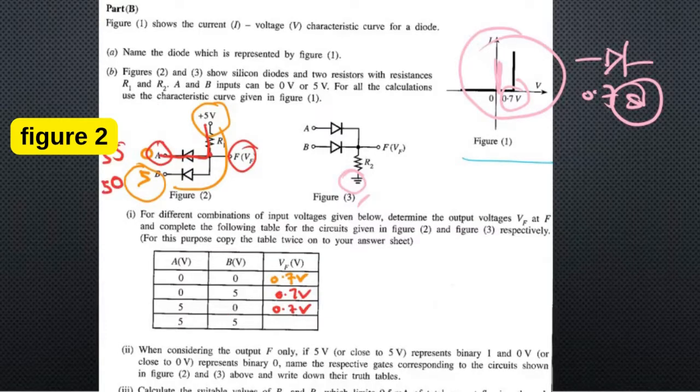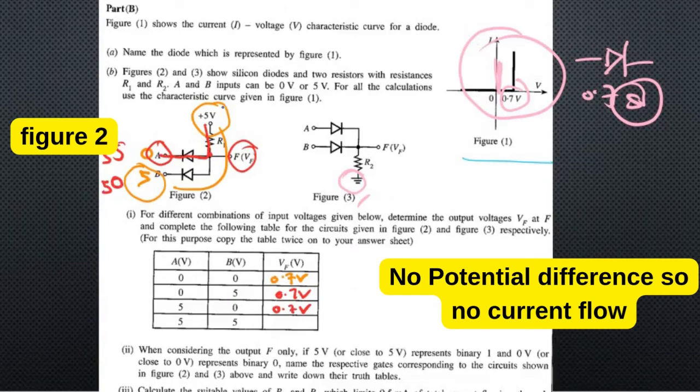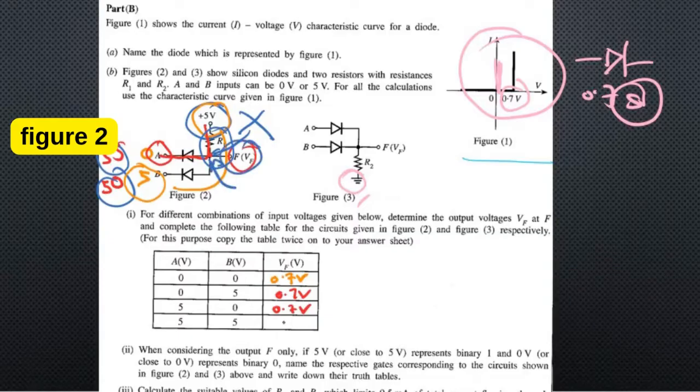Alright, that means there will be no potential difference, so there will be no current flow, right? No current flow. If there's no current flow, remember students, the potential here is 5 and here also it's 5. No potential difference across this R1 resistor, so no current flow. That means no potential difference. So if here it's 5 and here also 5, so F output will be 5 volt. Right, students, we have covered figure 1.